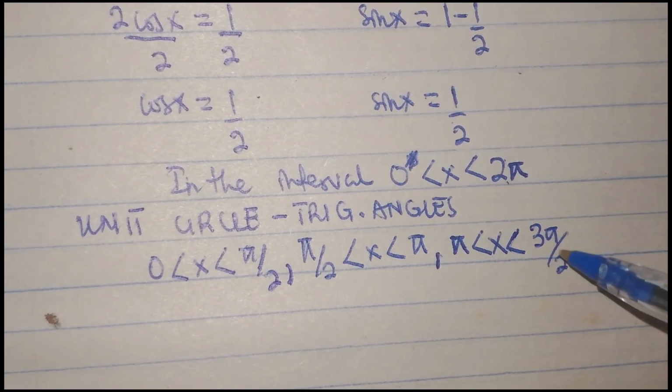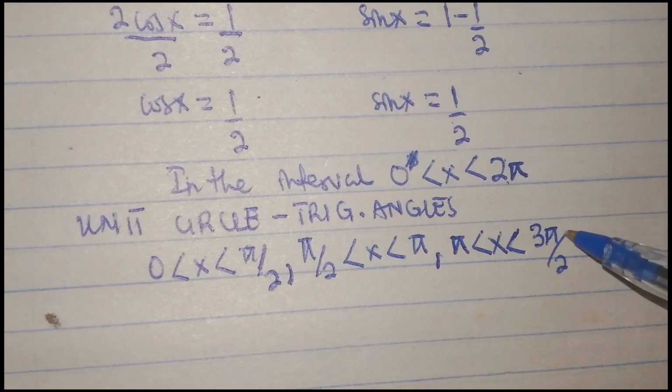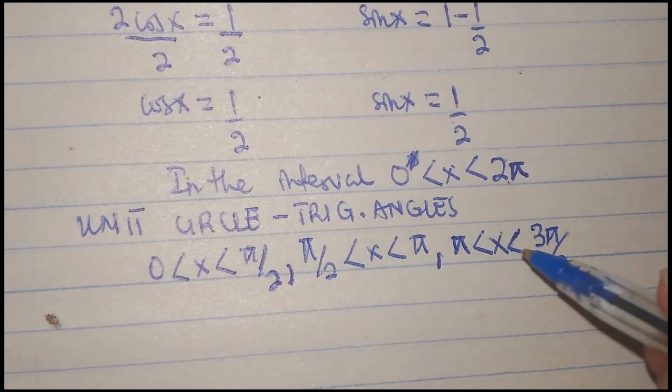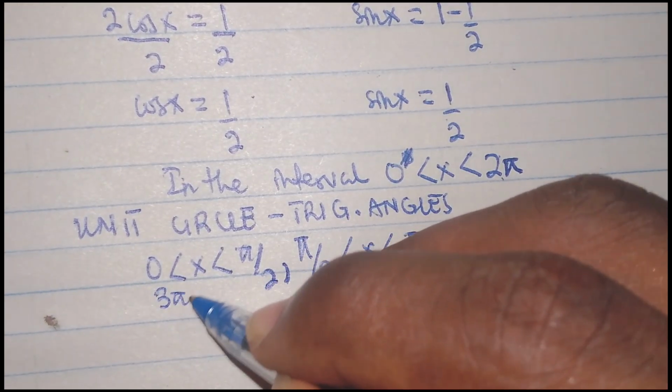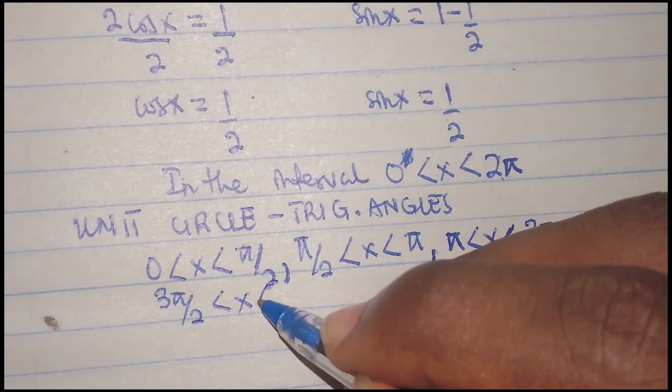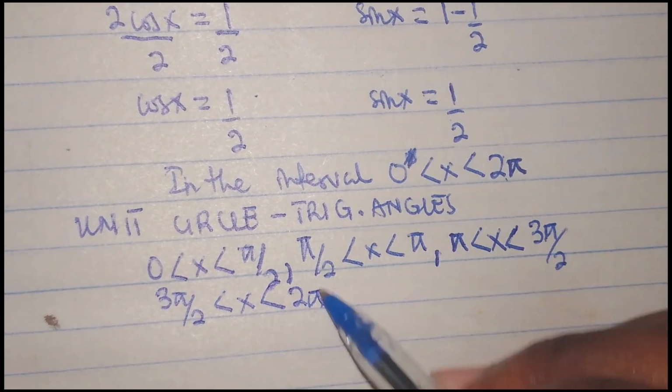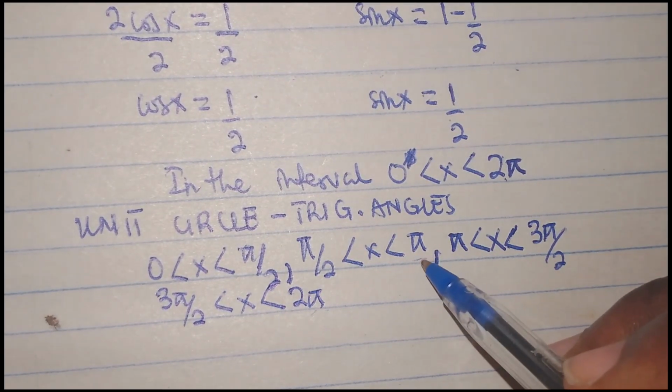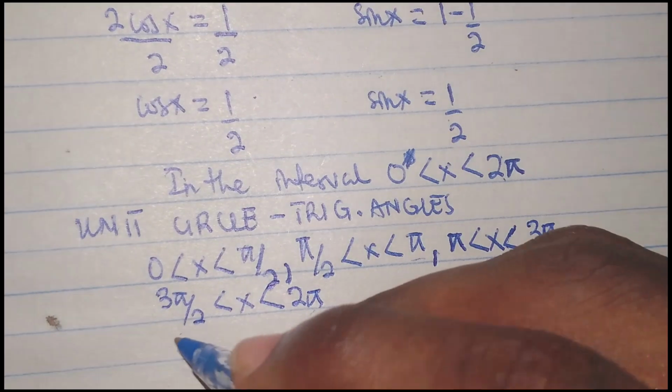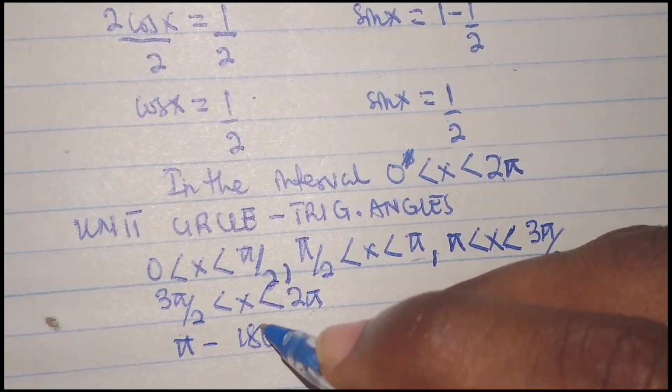The 3 pi on 2 represents 270 degrees. Then from our last set, you pick 3 pi on 2 less than x less than 2 pi. So this 2 pi is what? 360 degrees. So each pi stands for 180 degrees. So pi is 180 degrees.